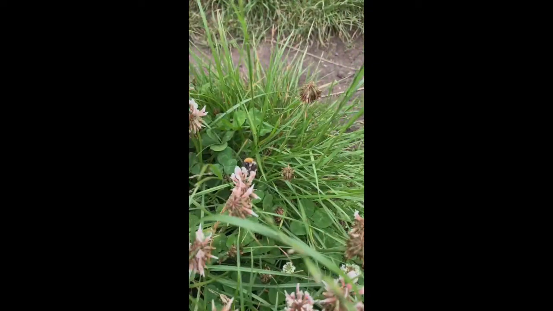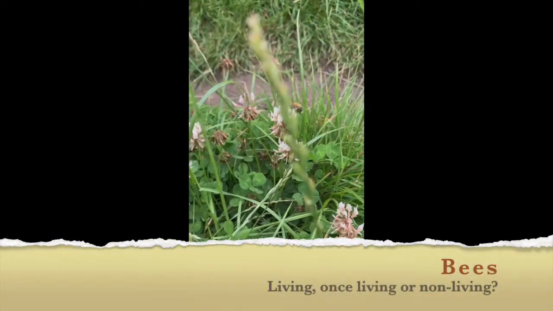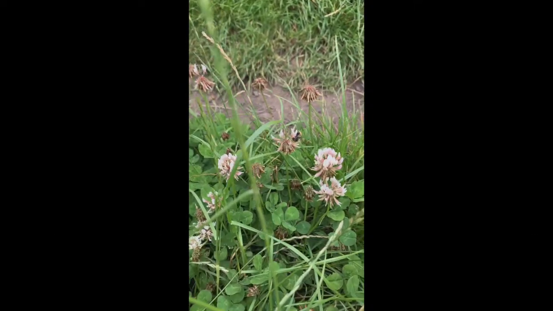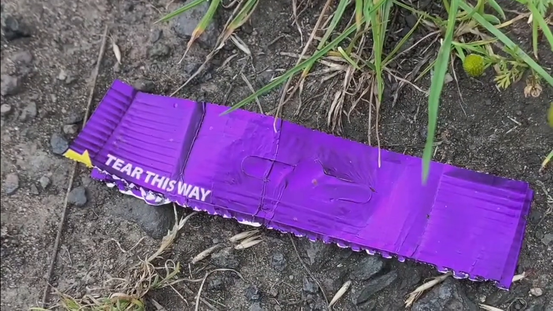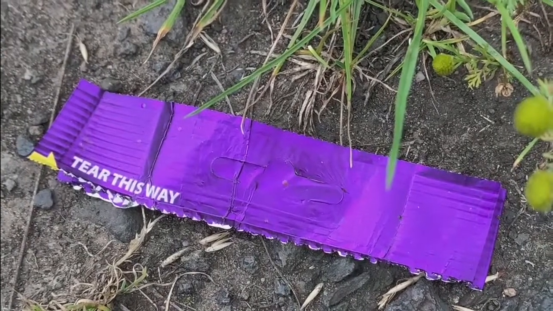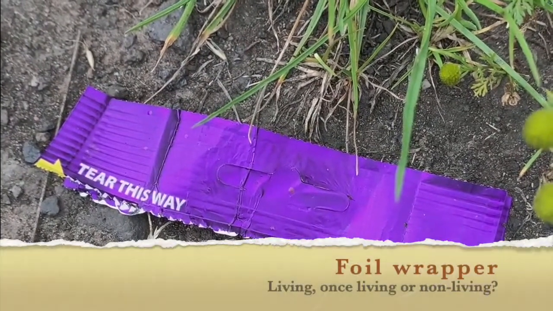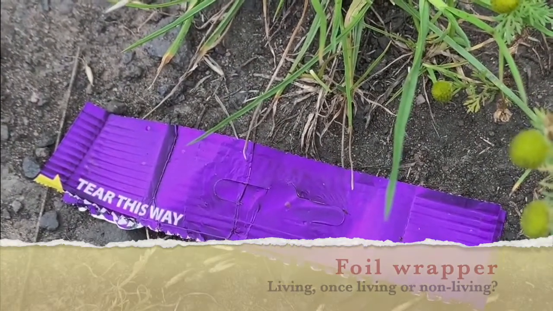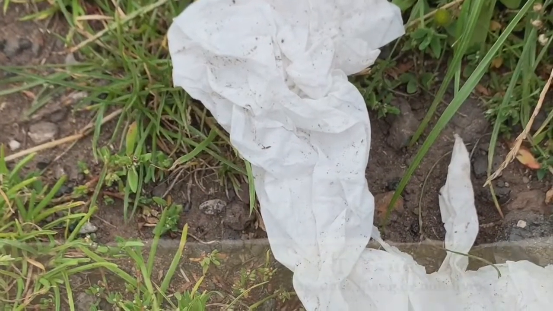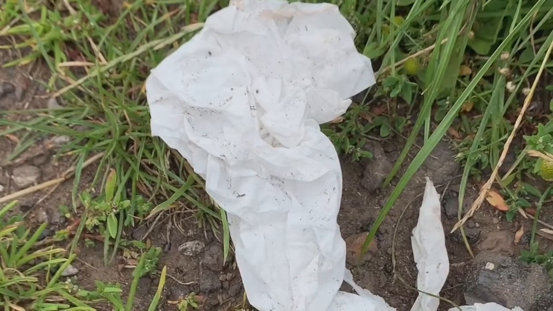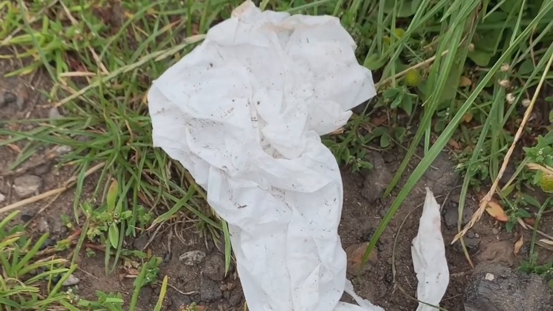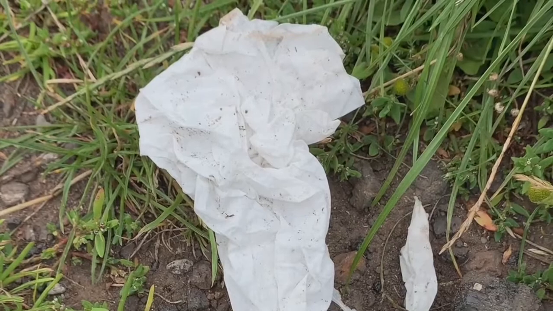And the bees next to me, if I can catch them. Can you see the bees? What group would you put those into? Sadly, there's always some rubbish on the walk. What group would you put this rubbish into? Don't worry, I'm going to pick it up and take it home with me. Sadly, some more rubbish. This is paper. What does paper belong to? Living, once living or non-living?